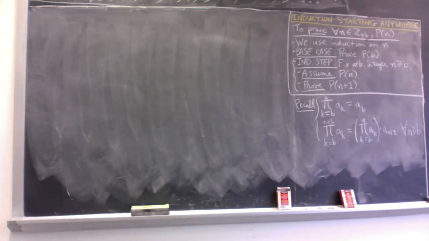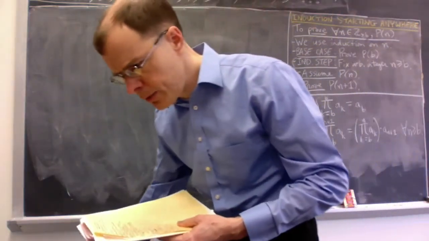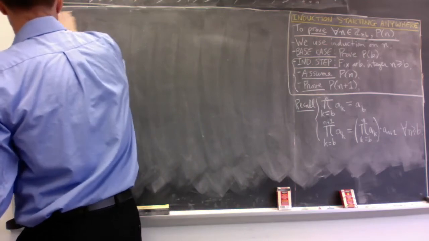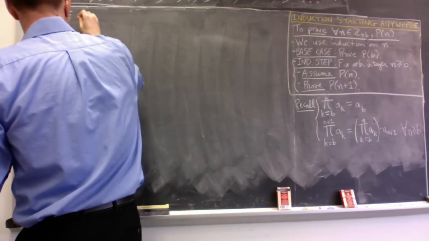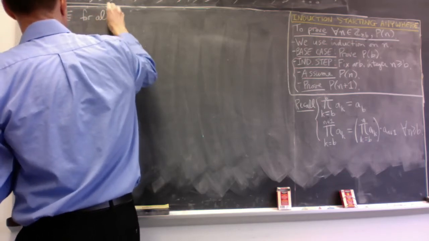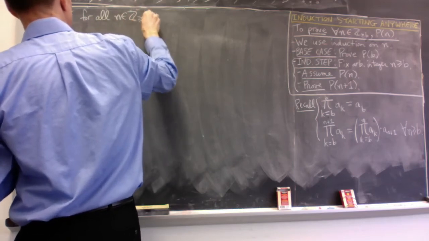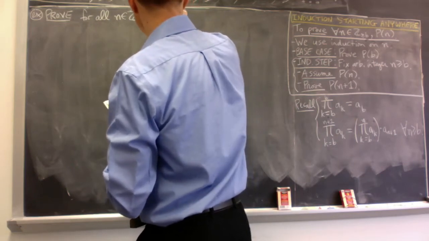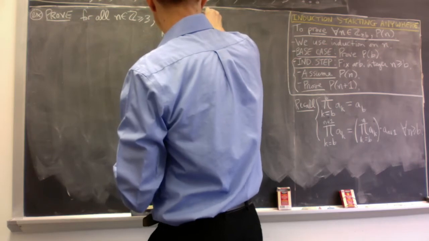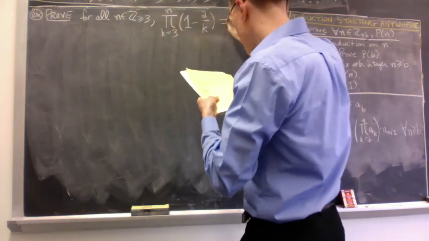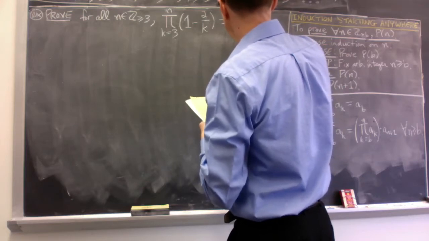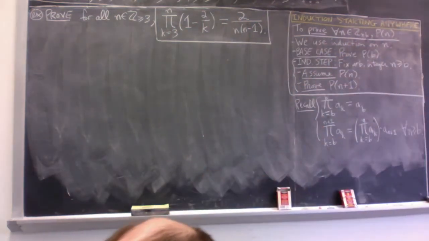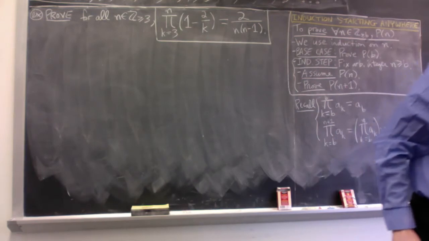Let's turn to the examples. I'll try to fit 3 of them into this video if I can, 3 more proofs. For the first one, let's try to prove for all integers n at least 3, I'm going to claim that the product, k goes from 3 to n, of 1 minus 2 over k is 2 over n times n minus 1. And this is the part that I think got cut off in the last video. It looks like it's there, but again, no real way to tell until later.